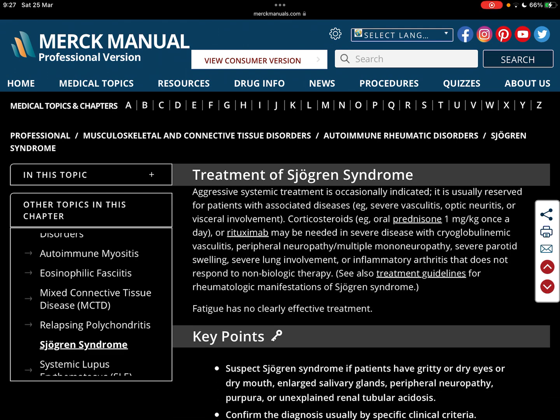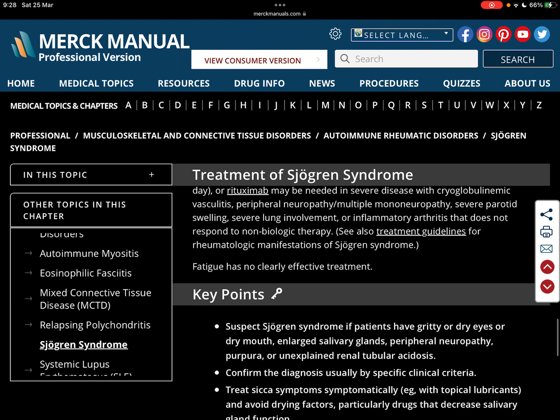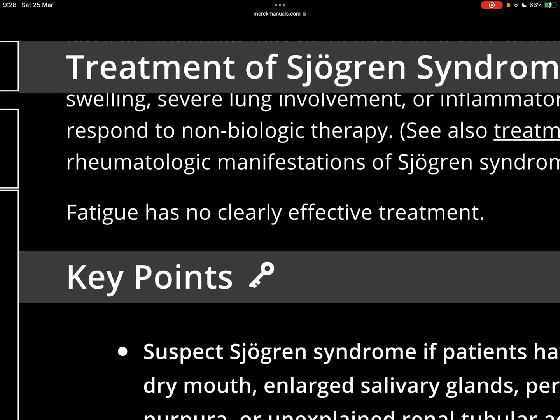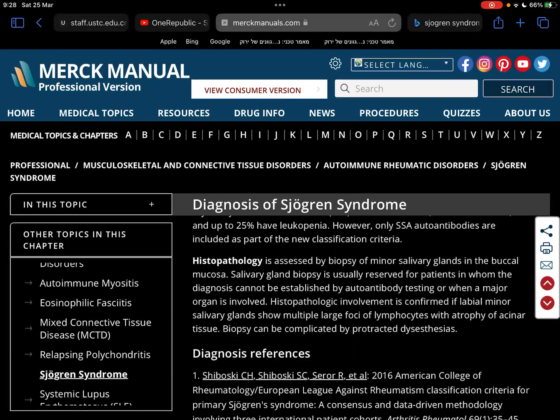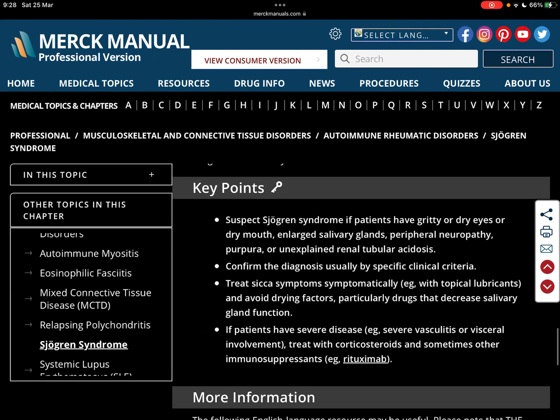Aggressive systemic therapy is indicated sometimes if the systemic symptoms are quite severe. You can see the corticosteroid and the rituximab. For fatigue, there isn't any really effective treatment. And that's it. That's about Sjogren's syndrome. And if we look at the key points, the manifestation of Sjogren's is dryness of the glands, but also systemic manifestations like renal tubular acidosis and peripheral neuropathy.